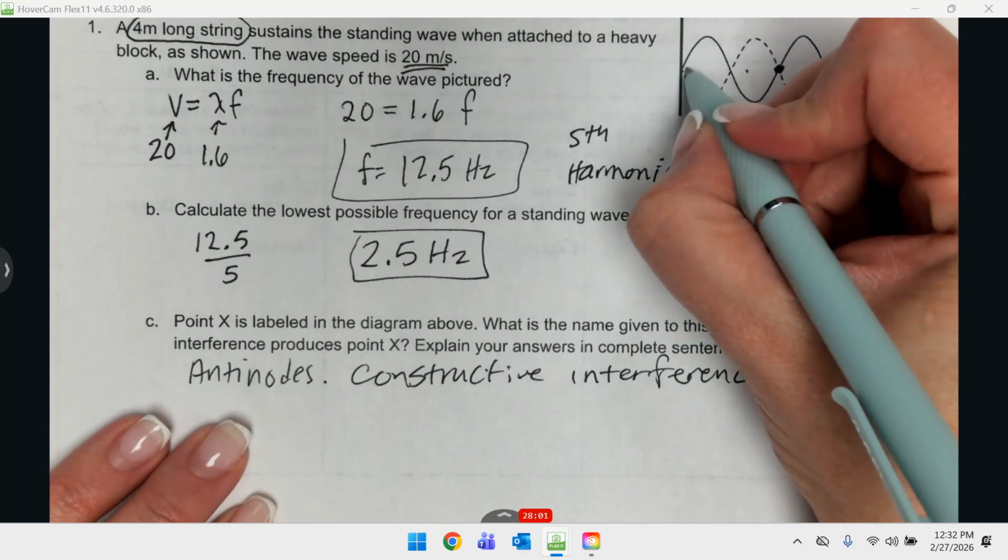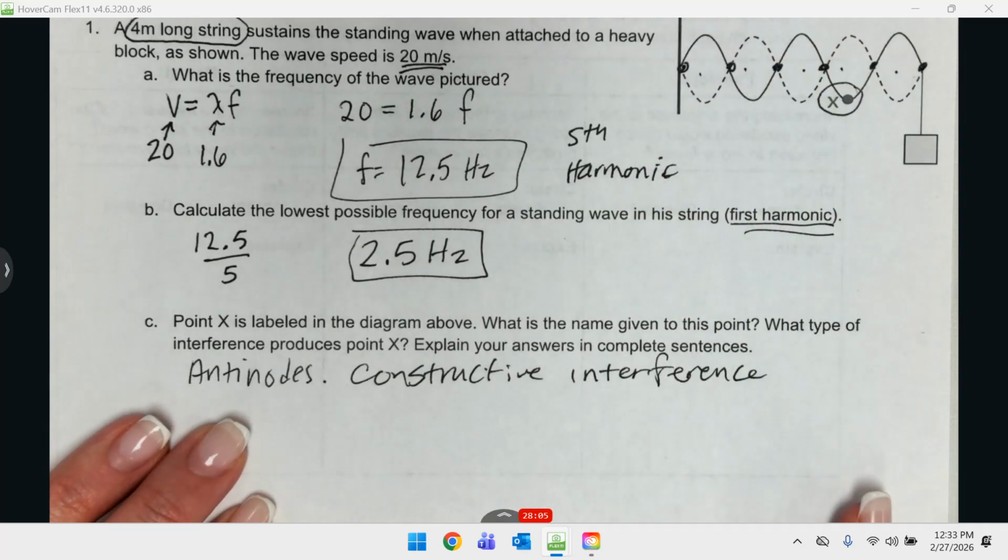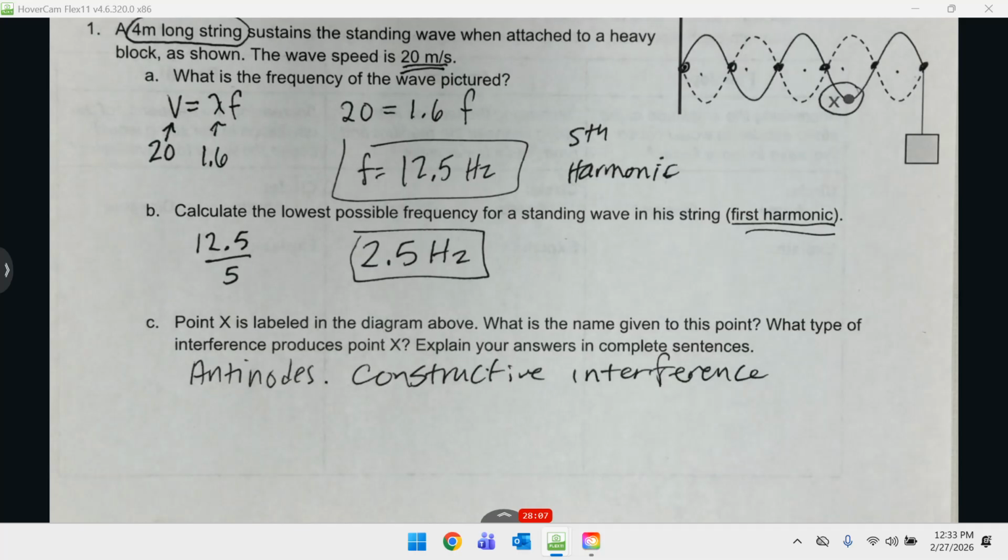But there are also these points that appear to be stationary. Those points are called nodes, and they are formed by destructive interference. Okay, and that's not what this question's asking, but just so you know. All right, so antinodes, they're created by constructive interference. This is where crests overlap with crests or troughs overlap with troughs, and it gives you this area of maximum amplitude where they're building on each other.